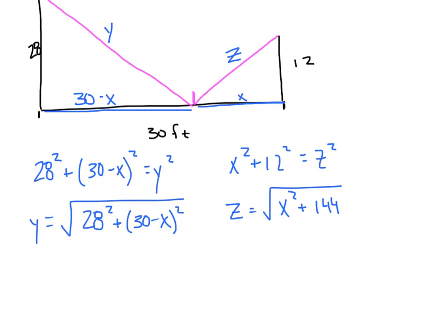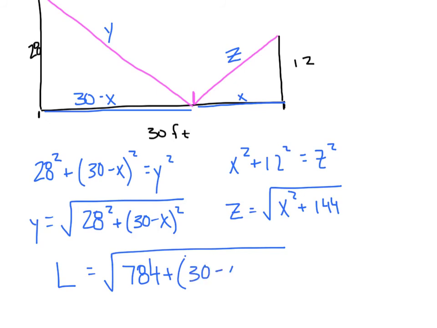Now, we're trying to minimize the length of the wire, so I'm going to say that the length of the wire is the sum of those two ugly radicals. So we've got ourselves, I think 28 squared is 784. You can holler at me in class tomorrow if I'm off on that. Then we'll just do the sum, and we'll get the second radical in there. So that's the length of the wire right there.